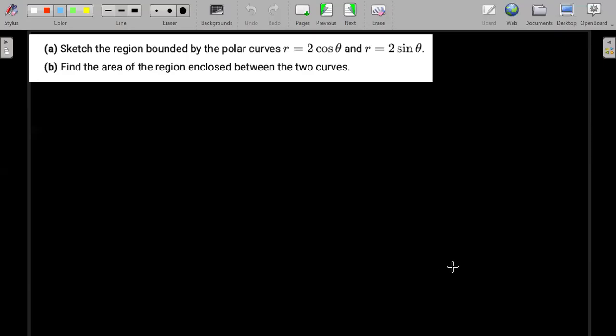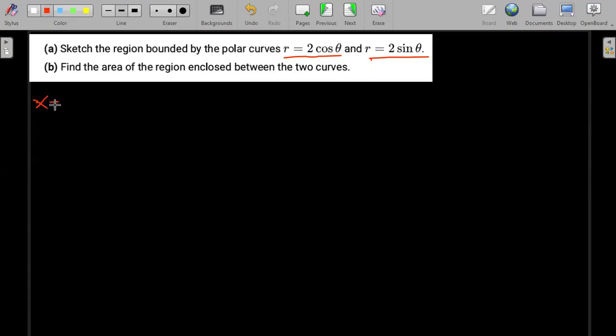Welcome to this video. We are going to look at a double integration question involving polar coordinates. All right, so the question reads, sketch the region bounded by the polar curves r equals 2 cos theta and r equals 2 sin theta. Once we sketch it, they're saying find the area of the region enclosed by these two curves.